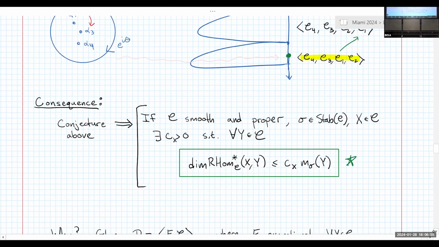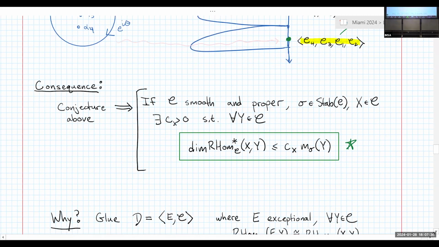Now there's this funny consequence. It's a very soft argument, but the conjecture above about the existence of these stability conditions implies the following. If C is a smooth and proper category, and you have any stability condition on C, then for any object X there's a constant such that you have a bound like this, this kind of Hom mass bound, that the dimension of the RHoms is bounded above. And this is not the alternating sum, this is not the Euler characteristic, it's literally just the sum of the dimensions, bounded above by the mass of the object Y. So this is an inequality.